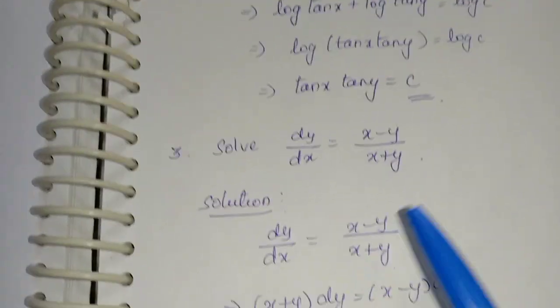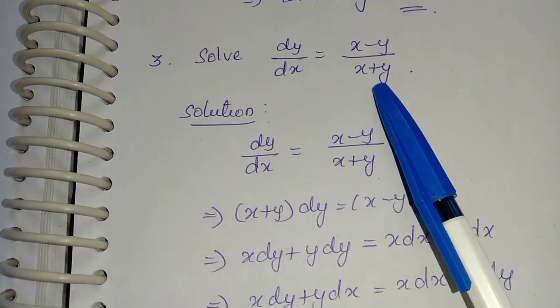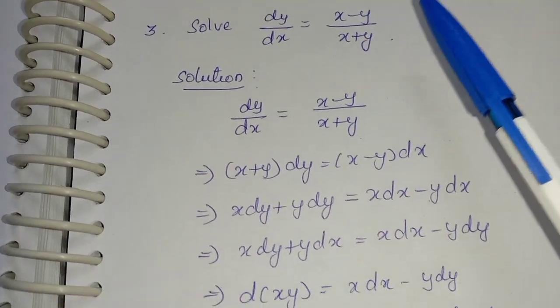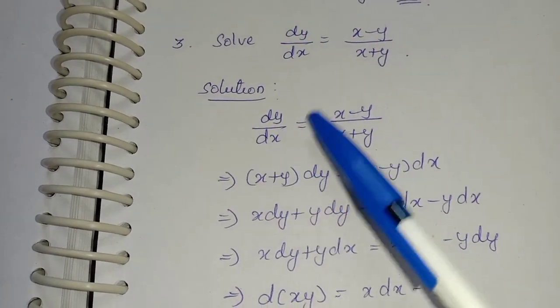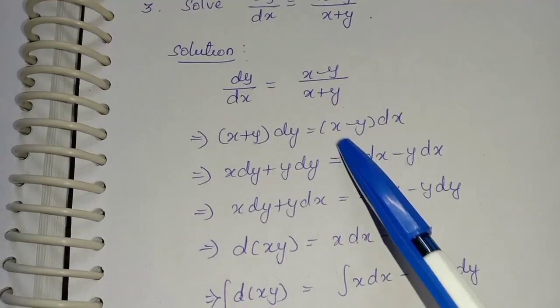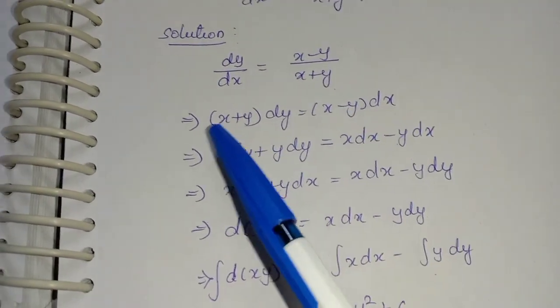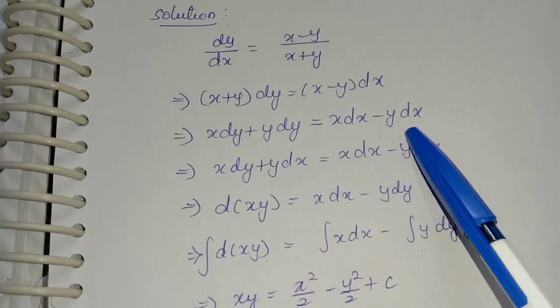Okay, then next problem, solve dy by dx is equal to x minus y by x plus y. So see, the variables cannot be separated here. That is dy by dx equal to x minus y by x plus y. Now let us cross multiply. x plus y into dy is equal to x minus y into dx. So x dy plus y dy equal to x dx minus y dx.